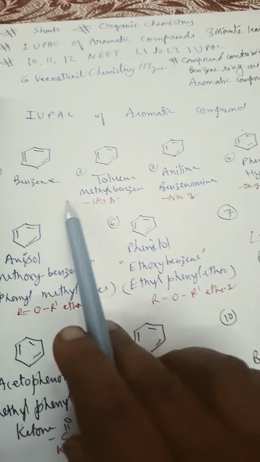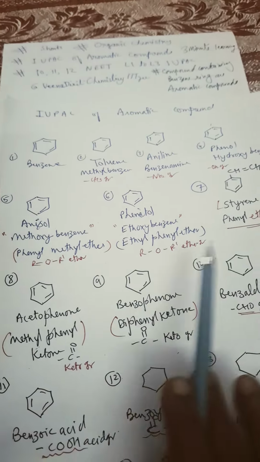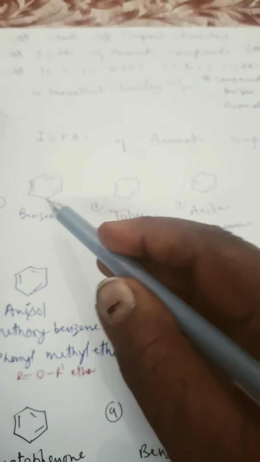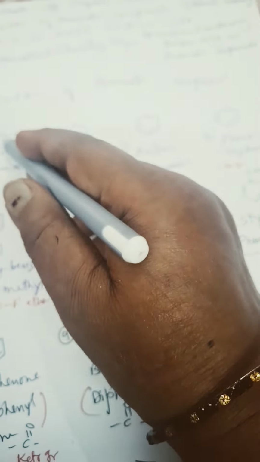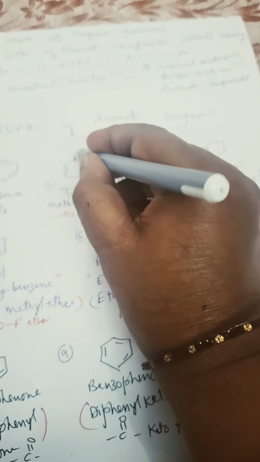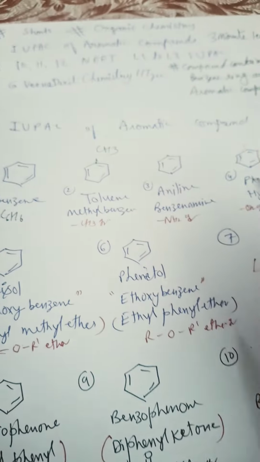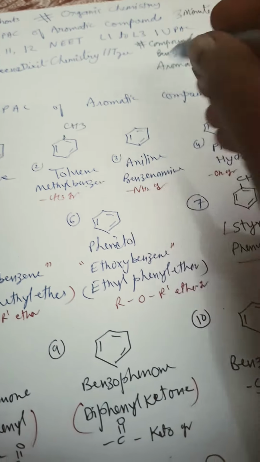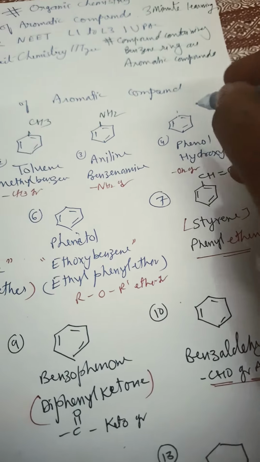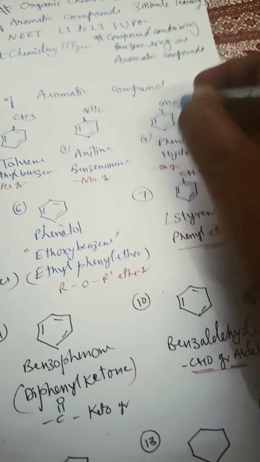Level 1 to level 3. First of all, you have to write down 23 benzene ring. Now, one benzene ring, this is C6H6, benzene. Now, one H is replaced by CH3, then it becomes toluene. Now, when an NH2 group is introduced, it is called aniline. When an OH group is introduced, we call it phenol.